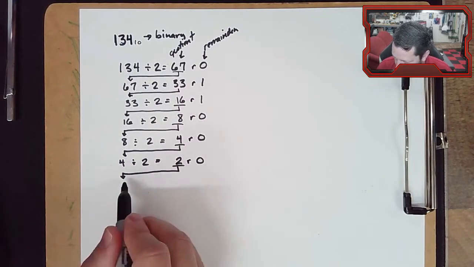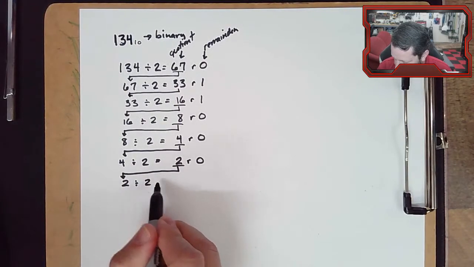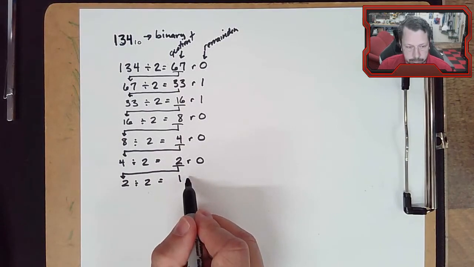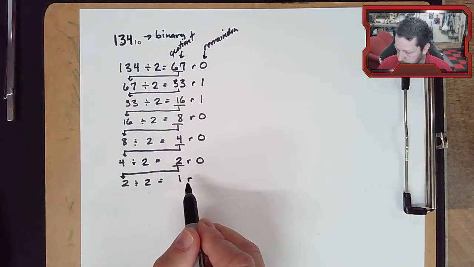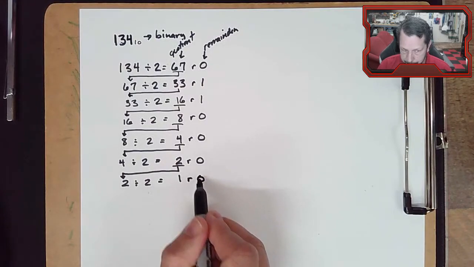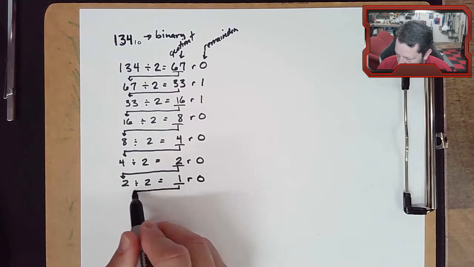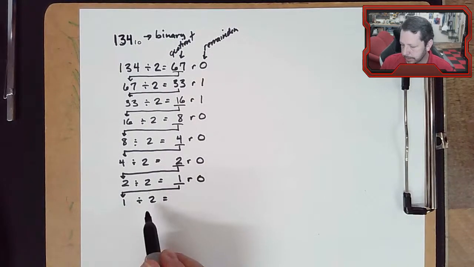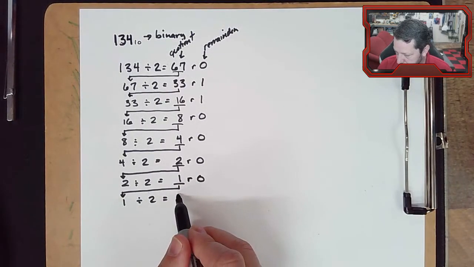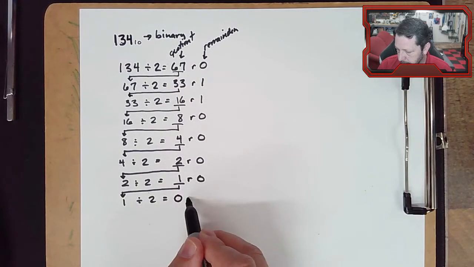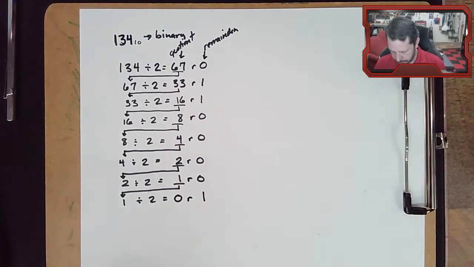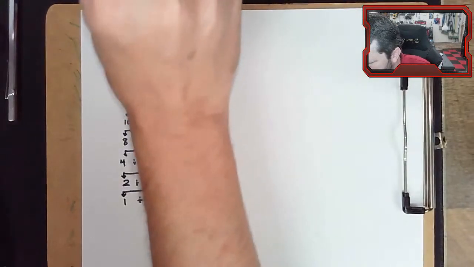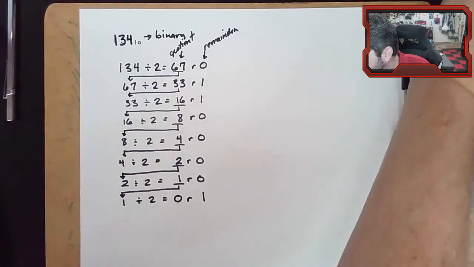The 2 divided by 2, so that's just 1. Remainder 2 divided by 2 is 1, remainder 0. Now I get to 1 divided by 2. So 1 is smaller than 2. So I finally have a quotient of 0 and a remainder of 1. And this string of numbers over on the right-hand column, that is the conversion.